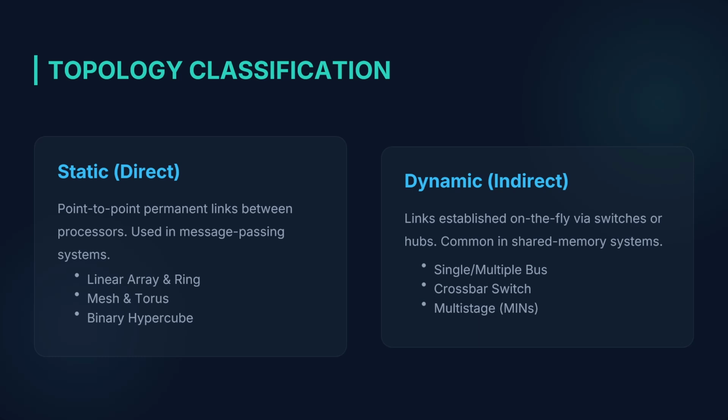The next one is dynamic, or indirect, networks. It uses switches like a traditional telephone exchange. The connections are built on the fly based on where the data needs to go. These are very popular in systems where all the processors share a massive pool of memory.